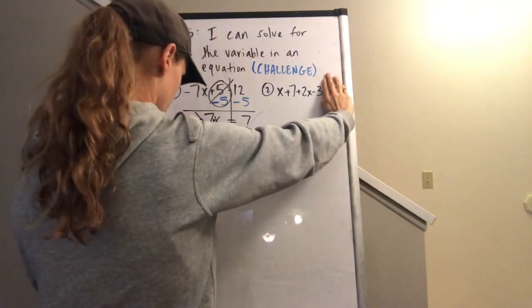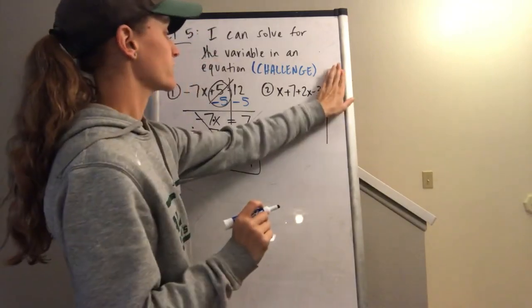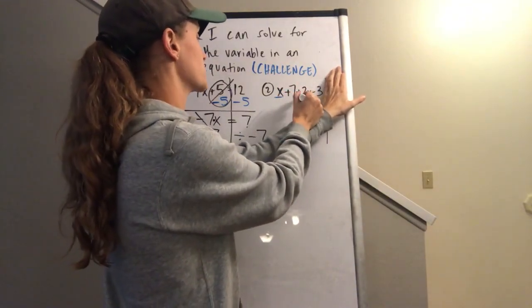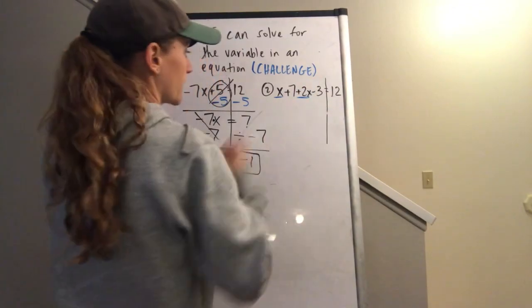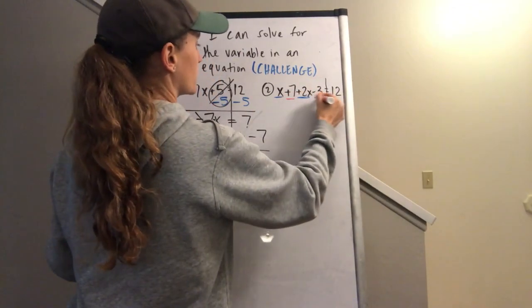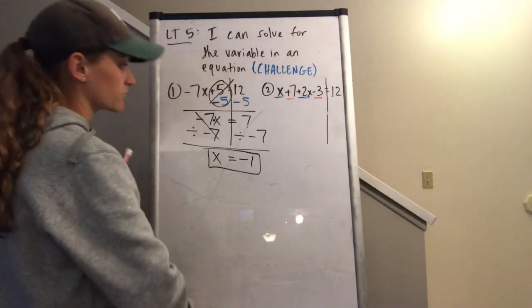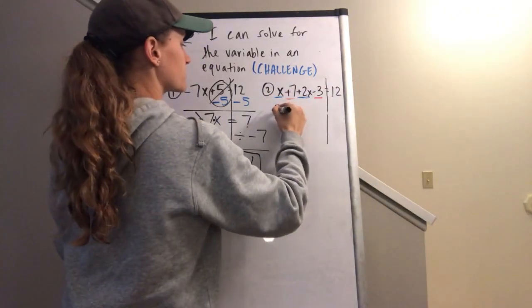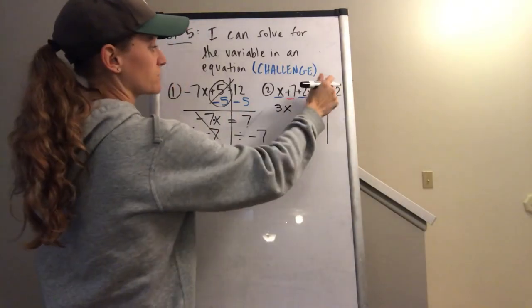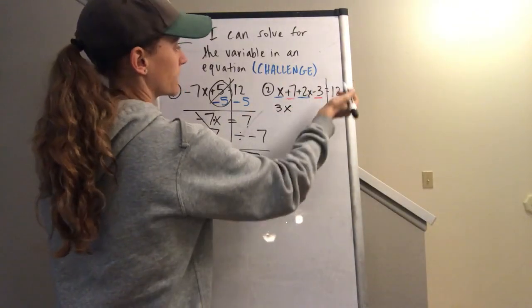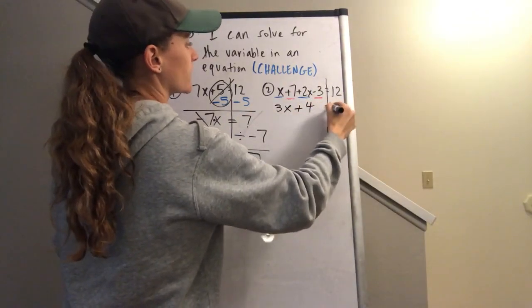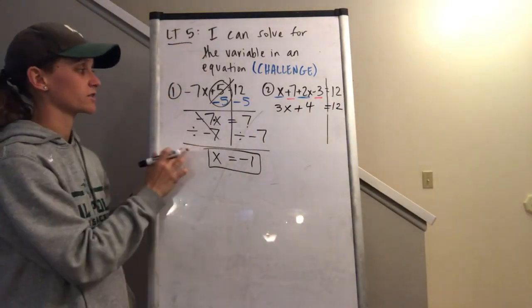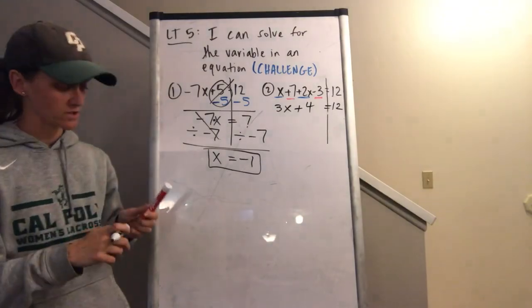So if looking at this, if I cover that 12, I can combine x and the 2x, and then I can combine the 7 and the negative 3. So if I combine those, x plus 2x is 3x, and 7 plus negative 3, or minus 3, would be 4. And I just bring down that 12. So now that I've combined like terms, it looks exactly like the problem over here. So I'm going to solve it the same way.